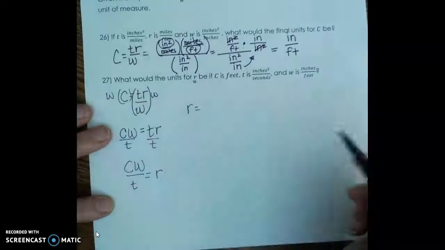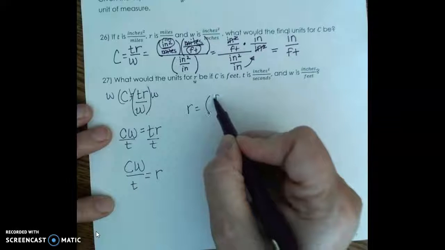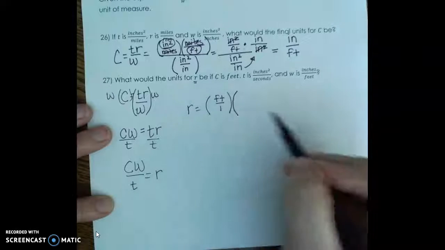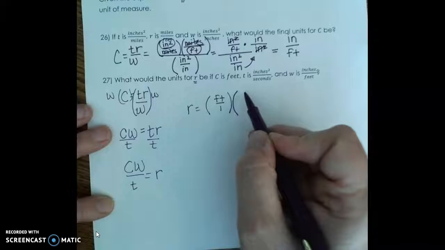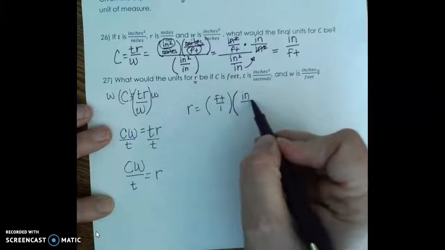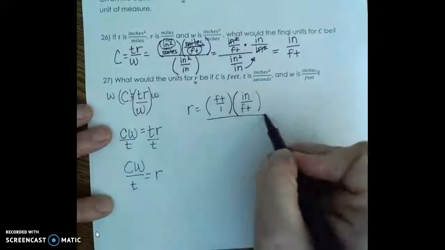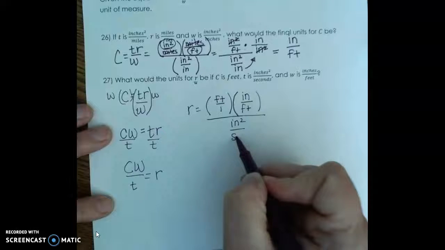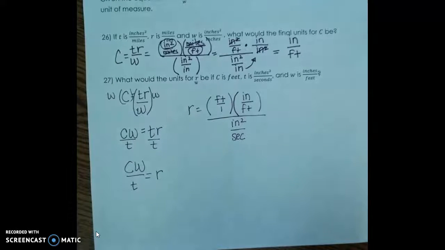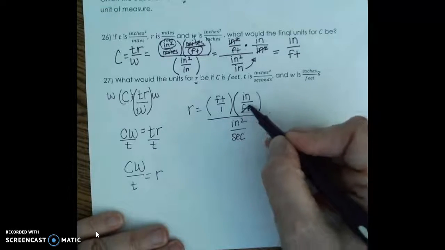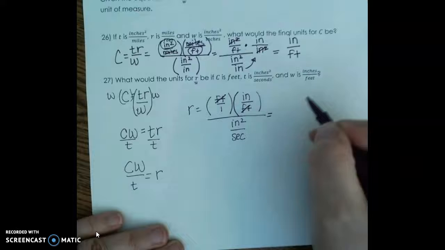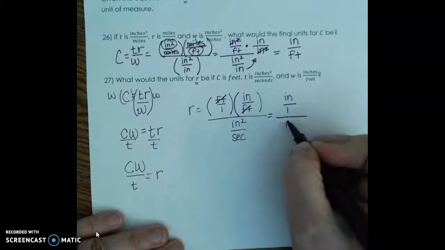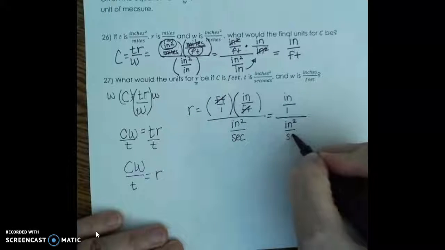So for my units for R, C is in feet, and I'm going to just write it as a fraction. Feet can be just placed over 1, times W. W is inches over feet. And that's going to be divided by T, which is inches squared over seconds. Okay. Once I've got it set up, I start looking, will anything cancel? And I see this foot will cancel with that foot. And I'm left with inches over 1 divided by inches squared divided by seconds.